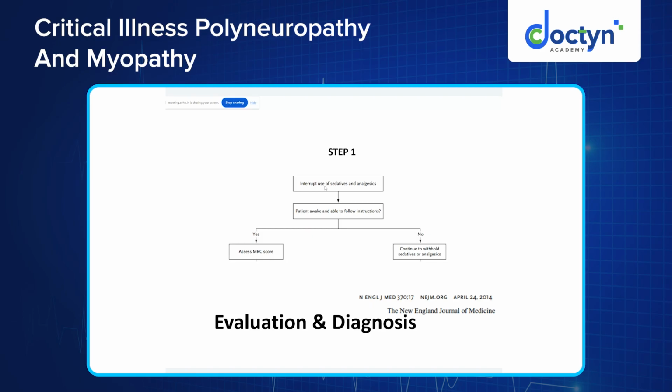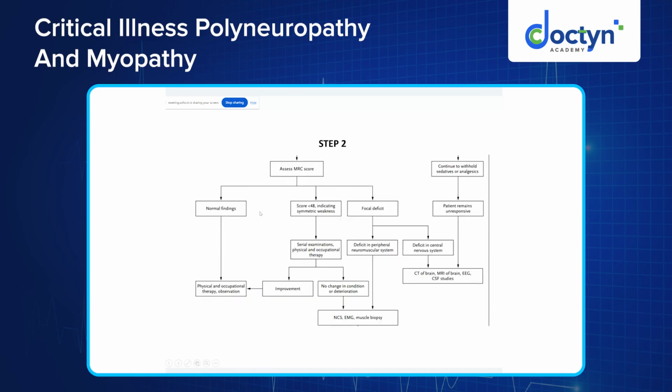You assess the MRC score based on the grade of 0 to 5. If you are not able to assess it, continue to withhold sedatives. Maybe the patient needs more tapering down of the sedatives and analgesics. Assess the MRC score. If it is normal, continue with physical and occupational therapy and put the patient on observation. As we discussed, the normal total score is 60. But if that score is less than 48, that indicates a symmetric weakness.